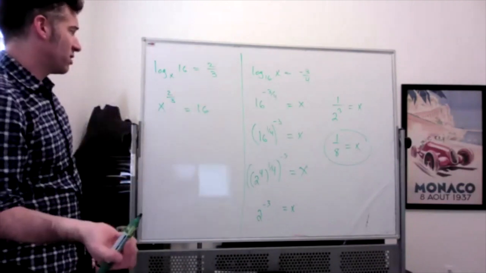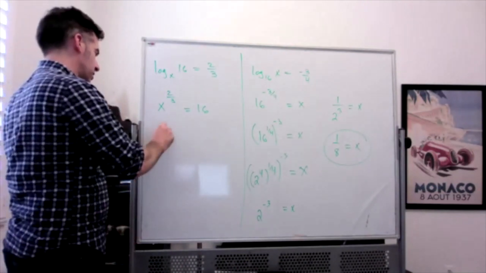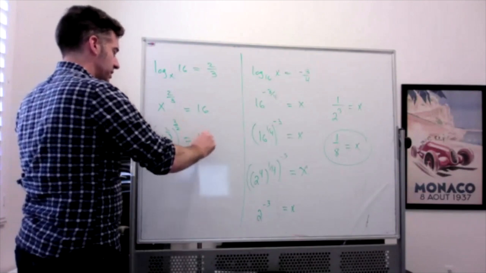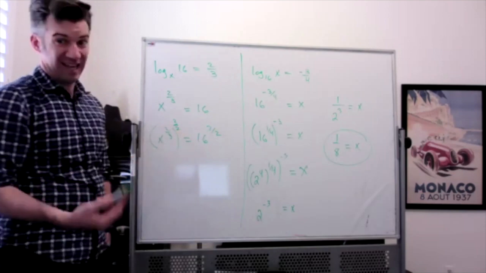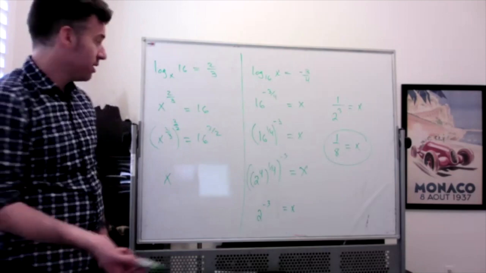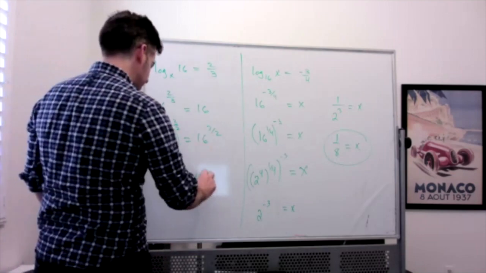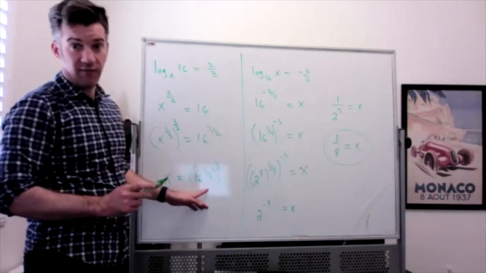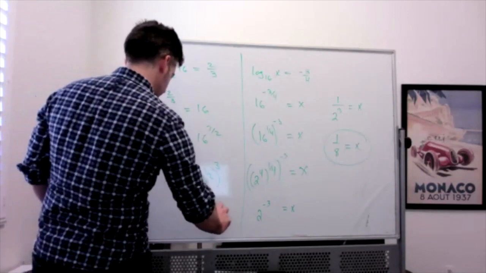If I'm going to solve this, I'm going to raise both sides to the reciprocal power. So x to the 2/3 to the 3/2 is equal to 16 to the 3/2. x to the 2/3 to the 3/2 is just x to the 1, which is just x. That's why we picked that power. Then 16 to the 3/2, I'm going to write as 16 to the 1/2 to the 3rd. 16 to the 1/2 is the square root of 16, which is 4. 4 to the 3rd is 64.